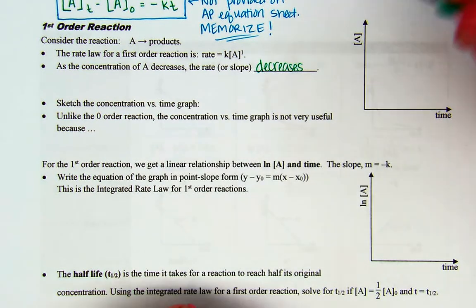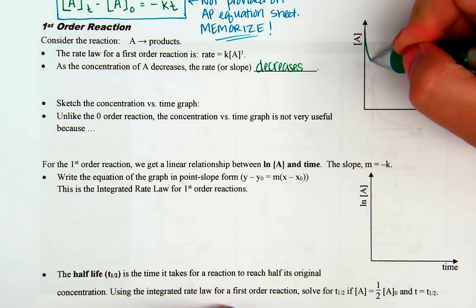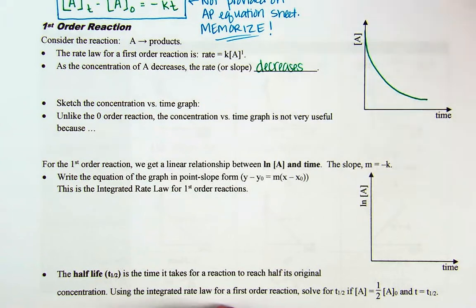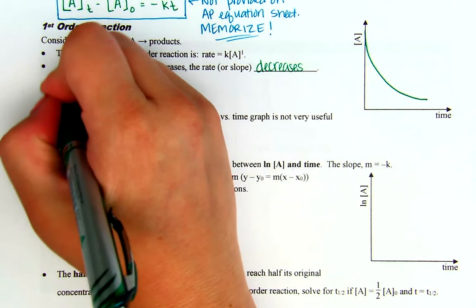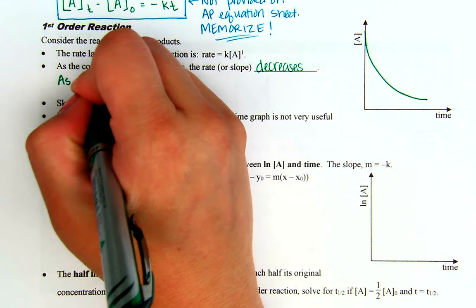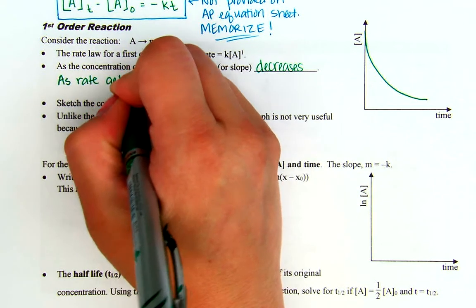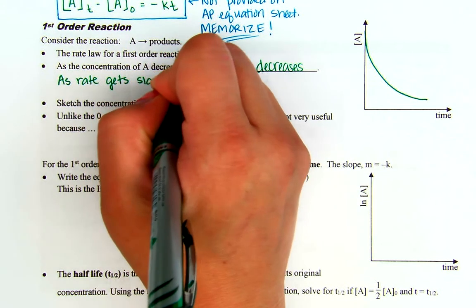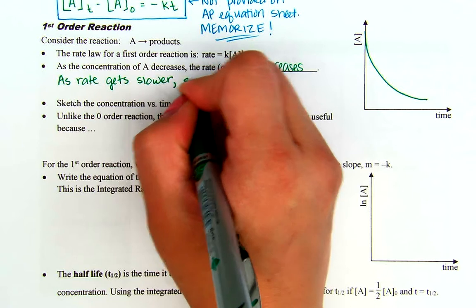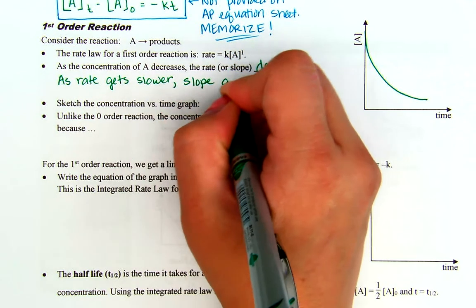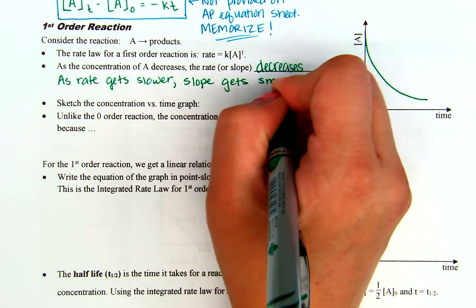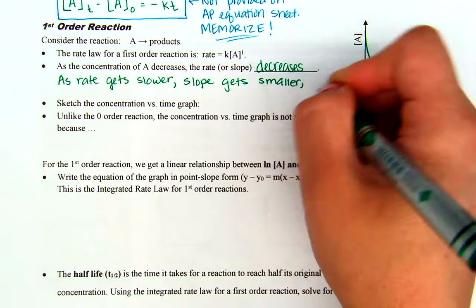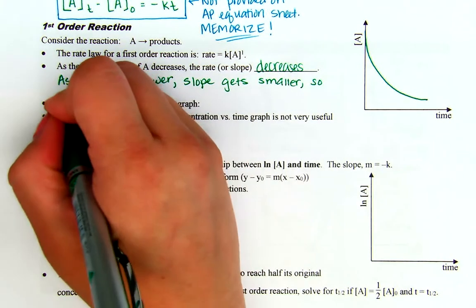So as we would expect, we would get a curve for our concentration versus time graph. As the rate gets slower, the slope gets smaller, so we get a curve.